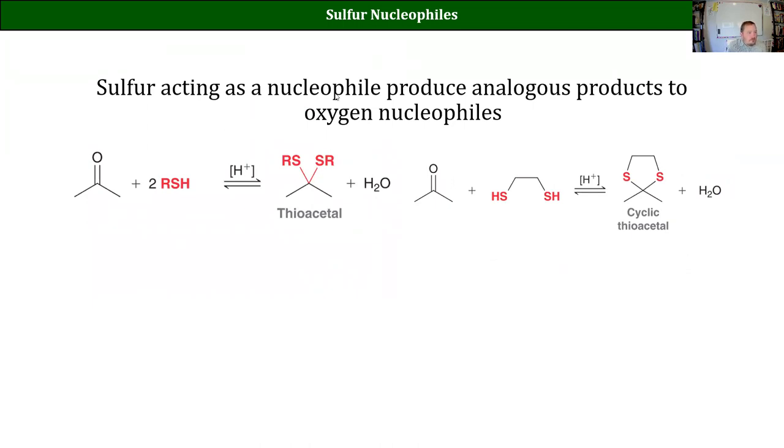If we have sulfur acting as a nucleophile, we basically have very similar reactions. When we had oxygen acting as a nucleophile, we turned our carbonyls into hemiacetals and acetals. So if you expose a carbonyl to a thiol instead of an alcohol, you make a thioacetal. And thio is just the prefix that means sulfur instead of oxygen. Just like with the oxygens, you can convert to a cyclic thioacetal, which is useful as a protecting group.